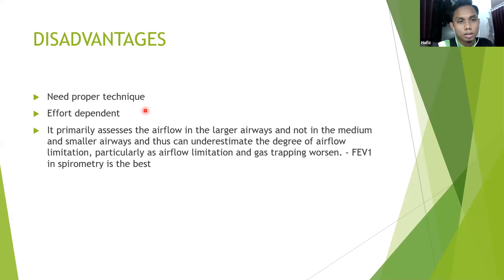Okay, so these are the disadvantages of the peak flow meter. First, you need a proper technique, and sometimes a patient doesn't have the proper technique, so the measurement is not accurate. Next, it's also effort dependent. Sometimes if the patient does not cooperate, we cannot have an accurate measurement. And last but not least, the peak flow meter primarily assesses the airflow in the larger airways and not in the medium or smaller airways. So sometimes we can underestimate the degree of airflow limitation.